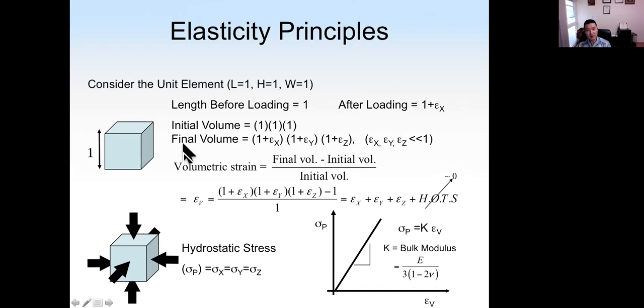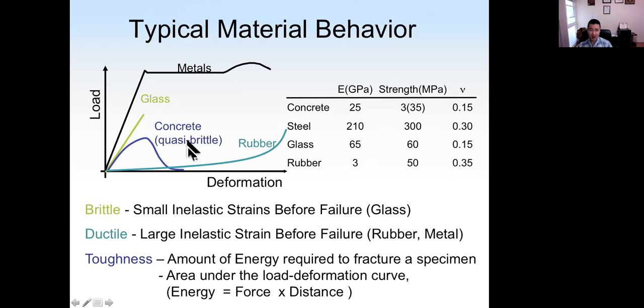Okay. So this is a review of elasticity principles. For concrete, we know it is not a pure elastic material. Concrete is a so-called quasi-brittle material. For metals, we call that ductile materials. So in the beginning, we have the elastic region.